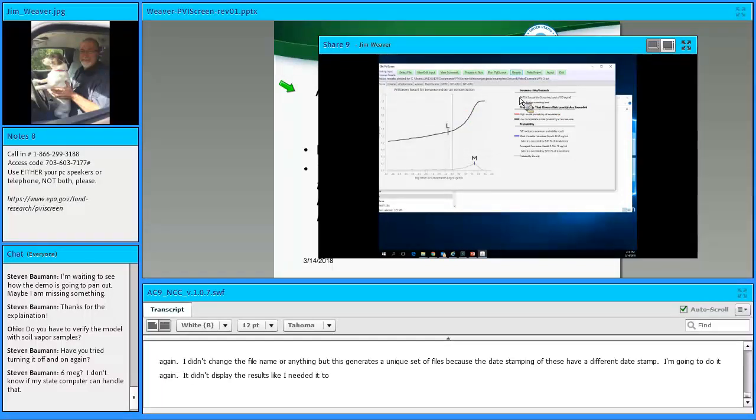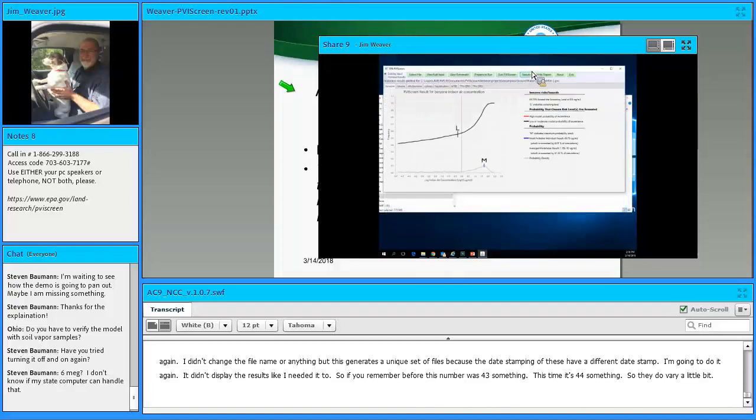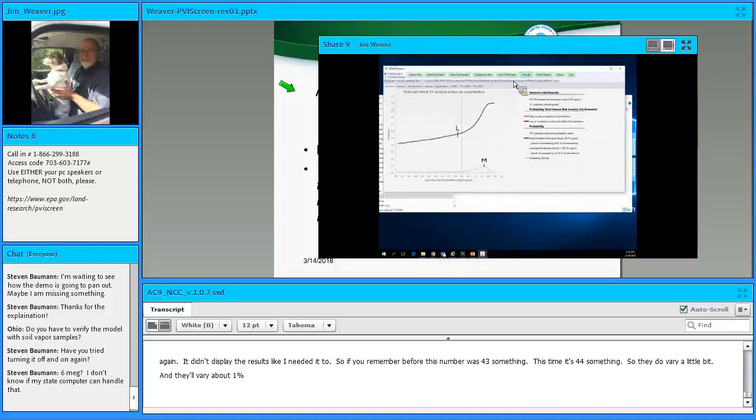Okay, so if you remember before, this number was 43 something. This time it's 44 something. So they do vary a little bit, and they'll vary about 1% like that. And that's because of the random nature of picking it 1,000 times.